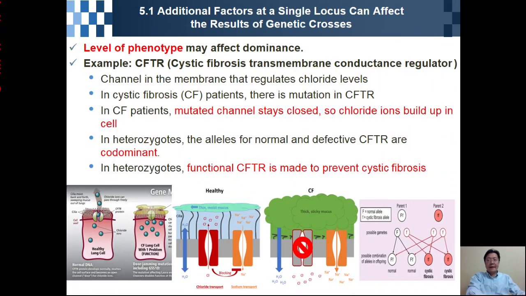So in this slide, we will learn an additional factor. We call it that the level of phenotype may affect dominance. A very famous example can be seen in the CFTR gene. The CFTR gene's full name is cystic fibrosis transmembrane conductance regulator. CFTR is a channel in the membrane that regulates chloride ions.